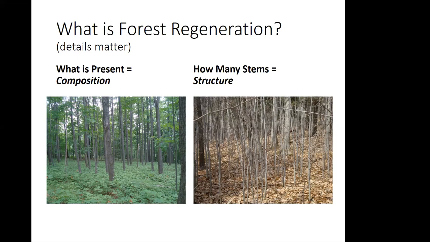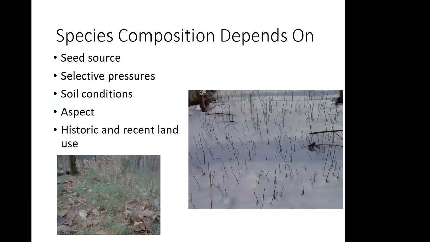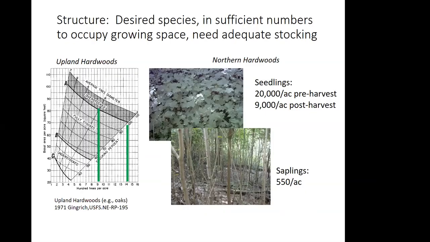When I say composition and structure, I'm talking about what species are present and how many stems there are. Species composition depends on a lot of things. You can see the list. And it's very tightly related to seed source. That's a key determinant. If you don't have oak in the overstory, you're not going to have any or not very much oak in the understory. There are selective pressures. It might be browsing or drought conditions or seasonally flooded soil conditions or a cool aspect or a dry aspect, recent land uses or historic land uses. All these things can influence what species are present.